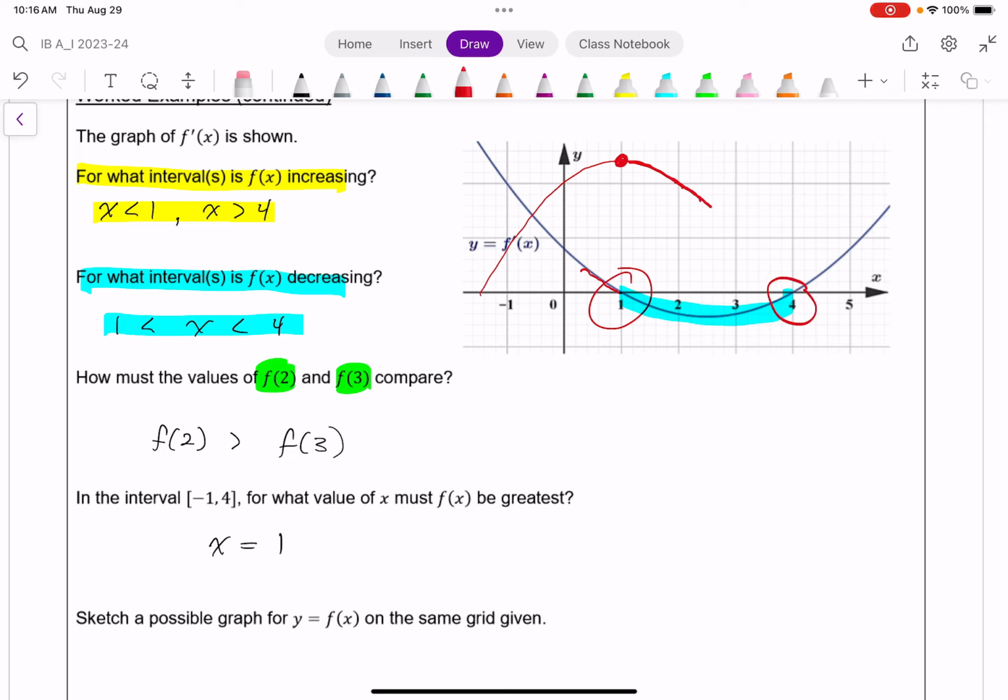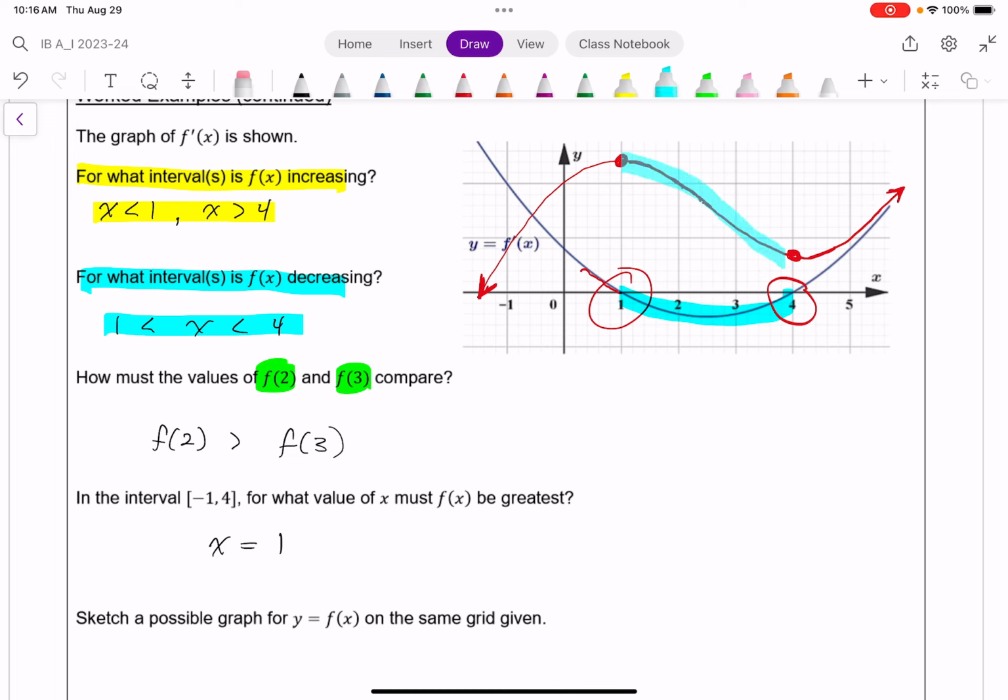But by the time we get to 4, it must sort of level out again, because remember, 4 is a turning point. At 4, it's not increasing or decreasing. And then at that point, it just starts going up again. And so I have it going like this, and there we go. Here's one possible sketch. Keep in mind, everything I've drawn relates back to what I've mentioned.